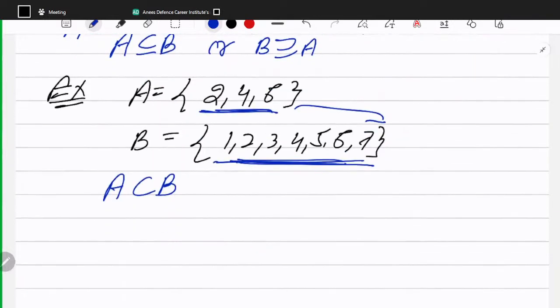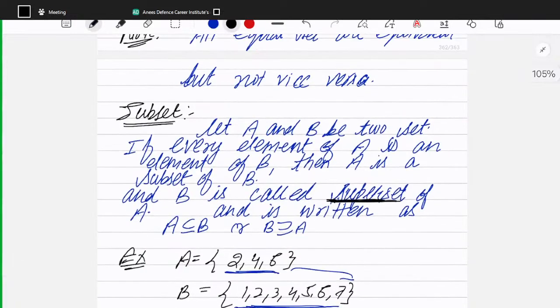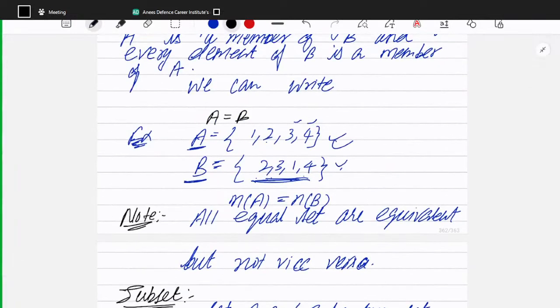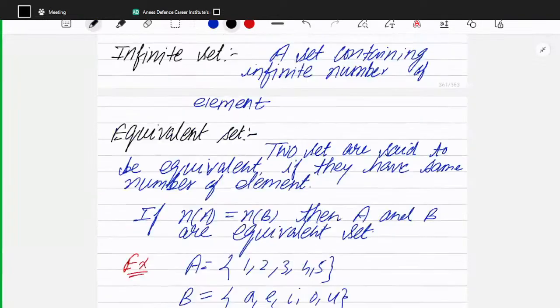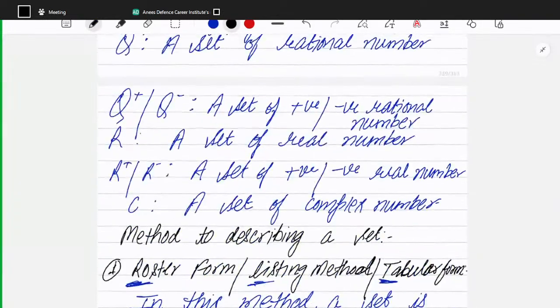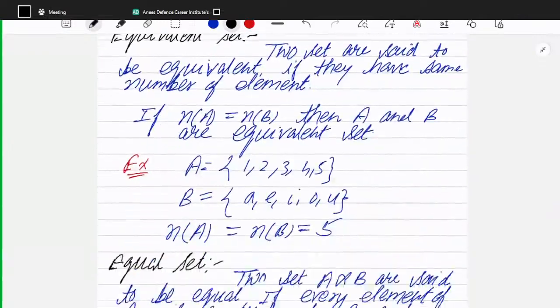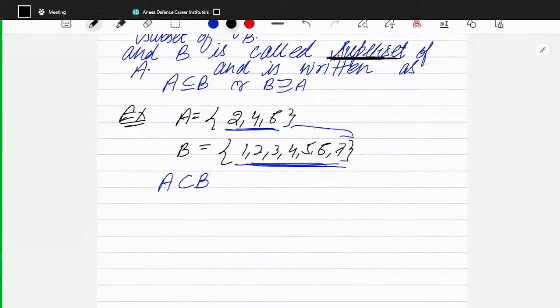Anyone who has any doubt till now? No, sir. All this theory, you got it? If you have any doubt at any point, just tell me. I will explain again.